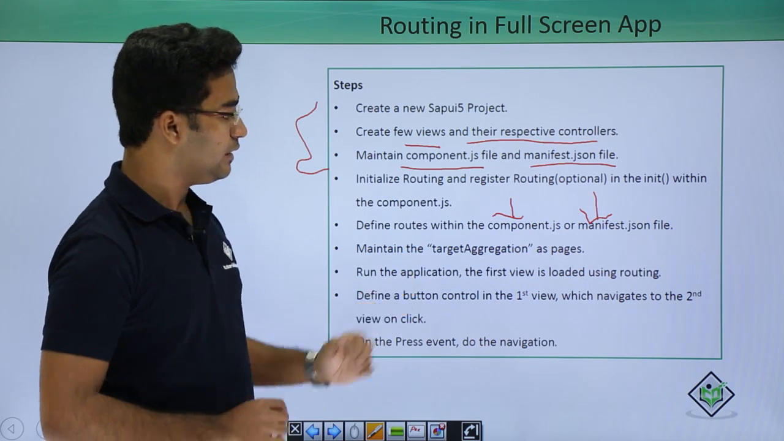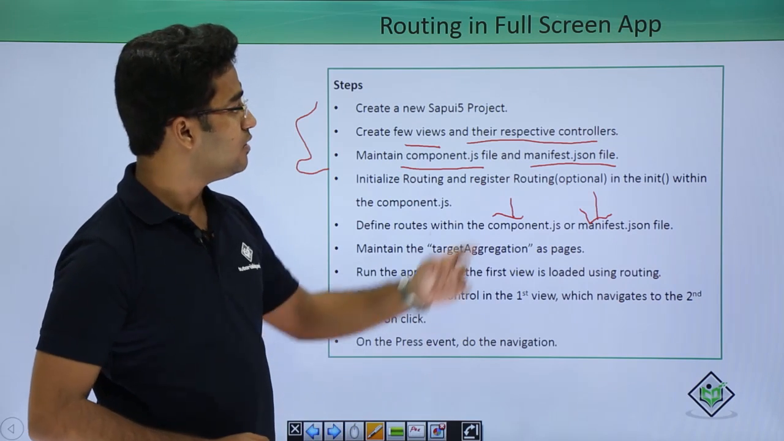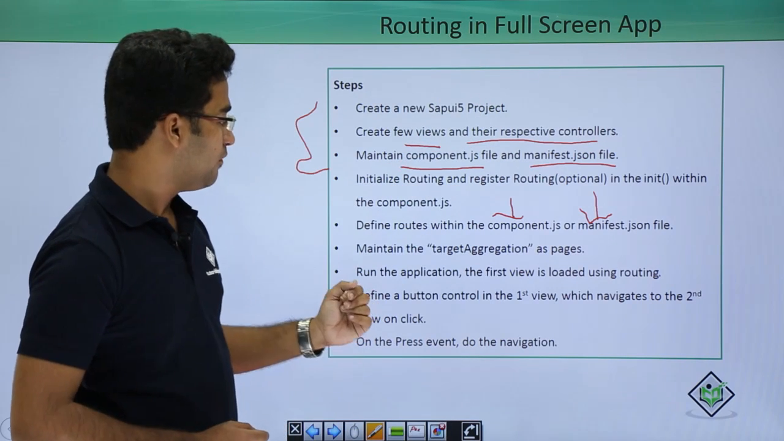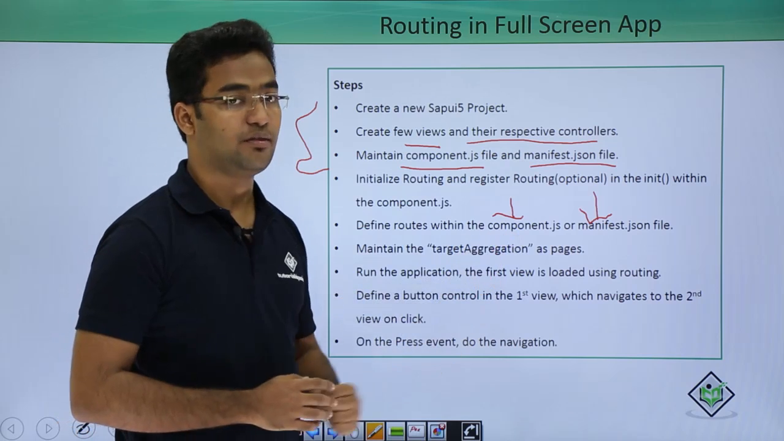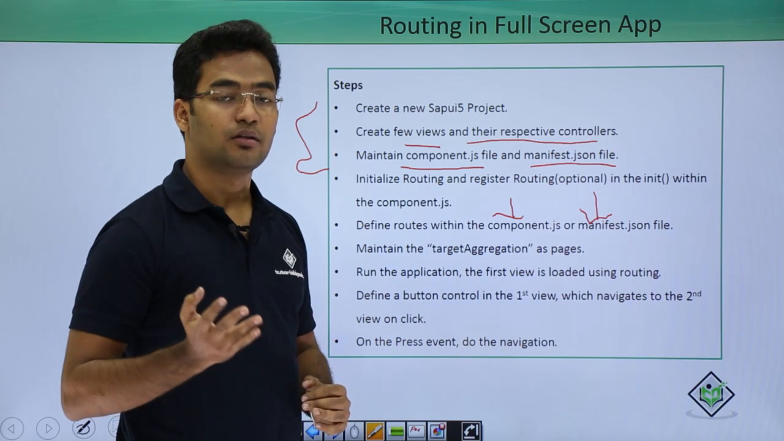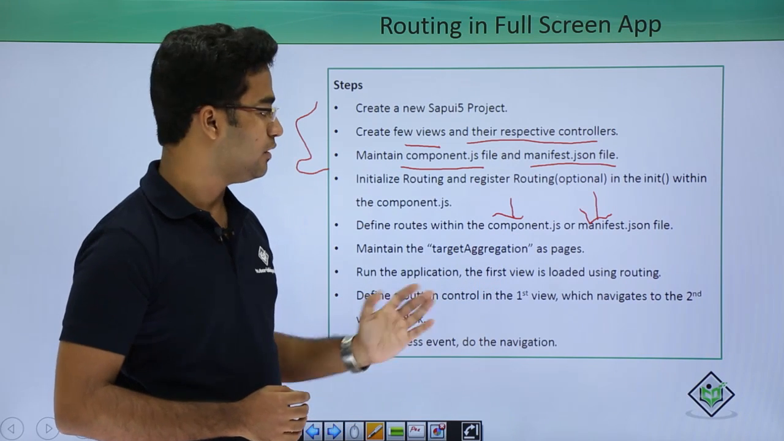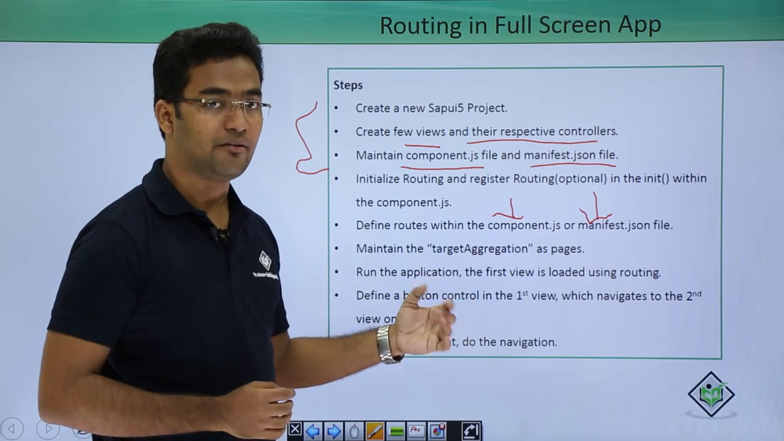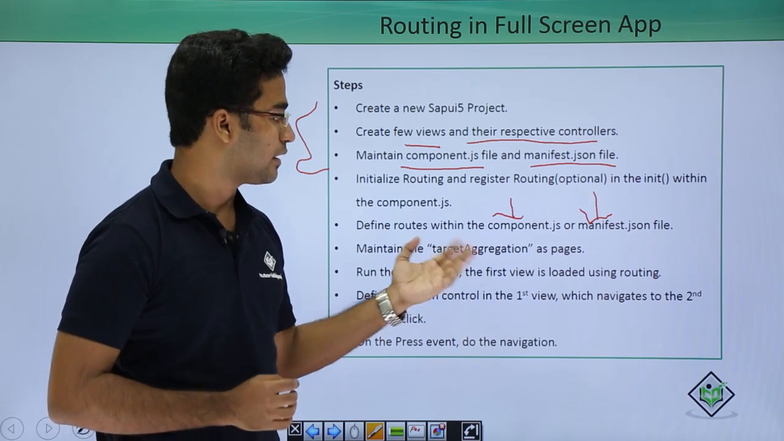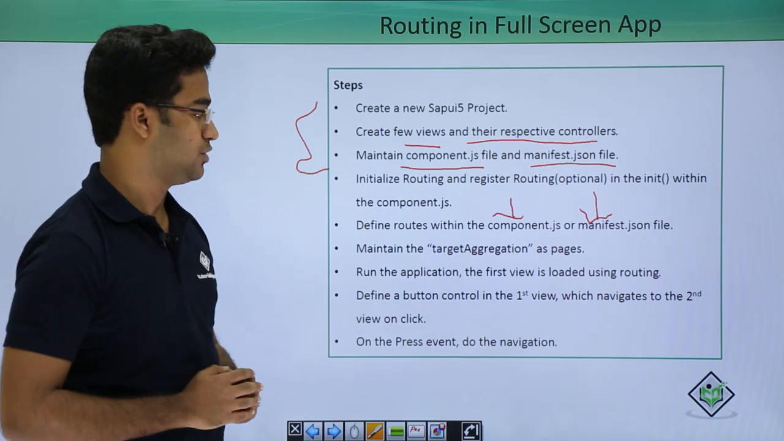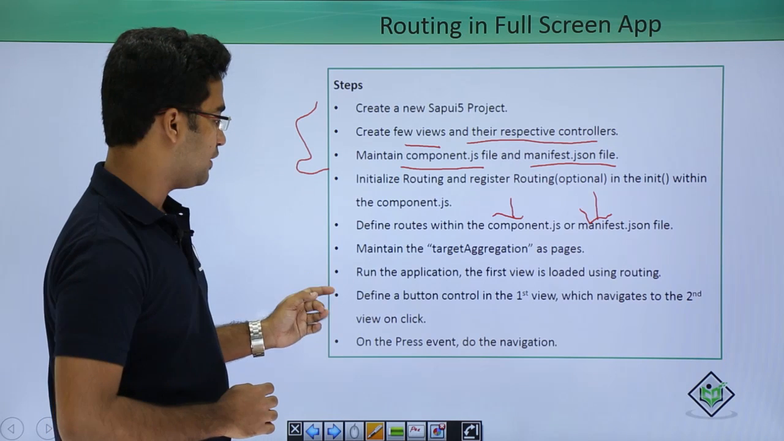Now we have to maintain the target aggregation as pages. Since this is a full screen application, we have to maintain the target aggregation as pages. If it were a master detail page, we would use something else. In the next slide, I will show you what we have to mention as the target aggregation in a split application. Now just run the application.